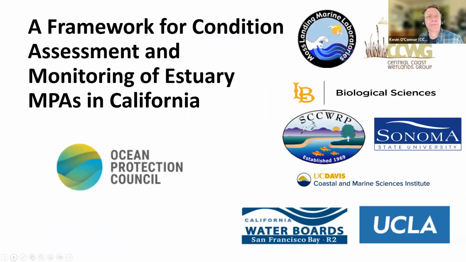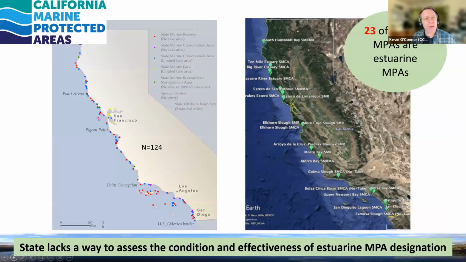Cool, thank you. Okay, so our project, which we wrapped up back in December and are continuing on with this year, was developing a framework for the condition assessment and monitoring of estuary MPAs in California. Here you can see the team collaborators along the coast. We have a North Coast team, a Central Coast team, and a South Coast team, funded by OPC with input from the water boards.